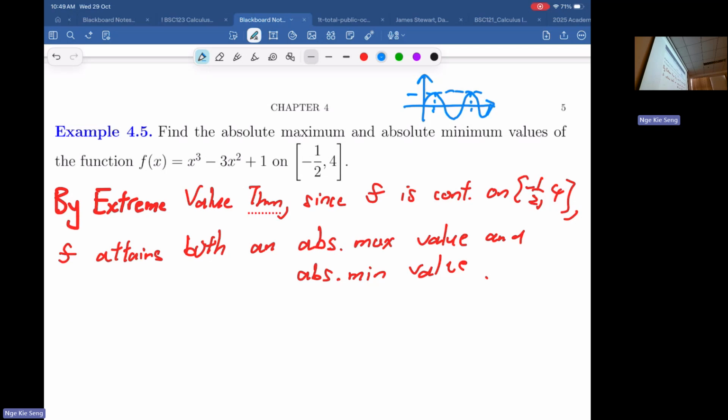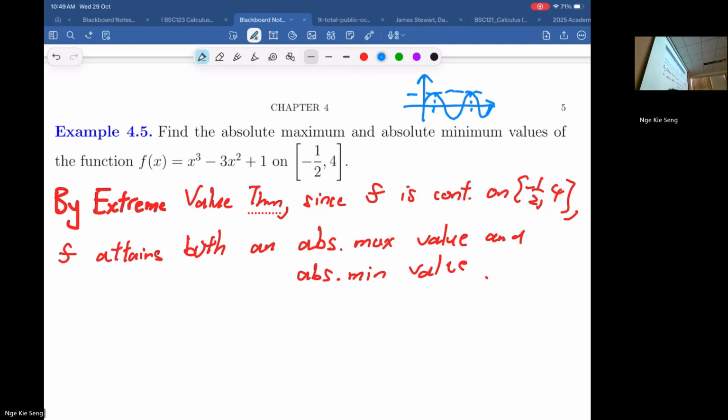But now the problem is how to find it. By the critical point theorem, if you want to look for the extreme value, it must at least satisfy the zero derivative property, if your f is differentiable. Is this f differentiable or not? This is a very nice polynomial function, so it is differentiable. So let's find the critical points now.